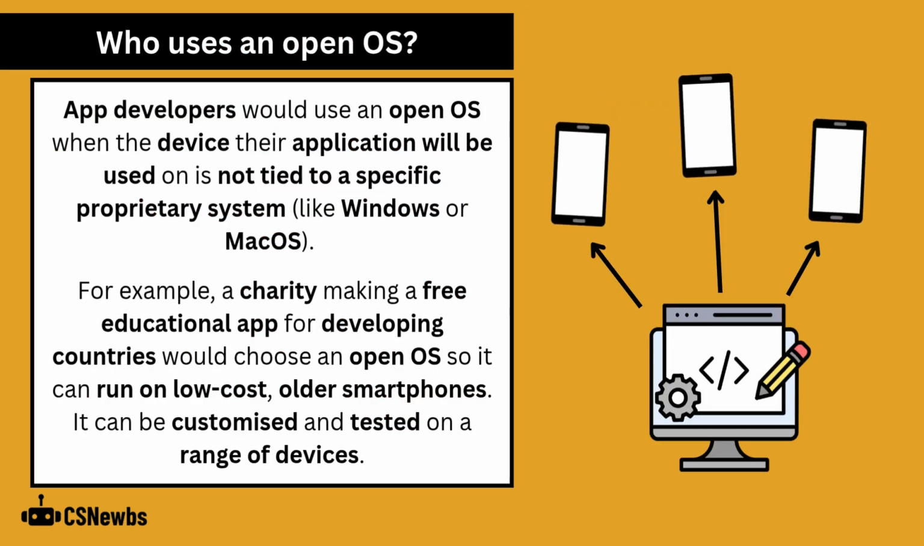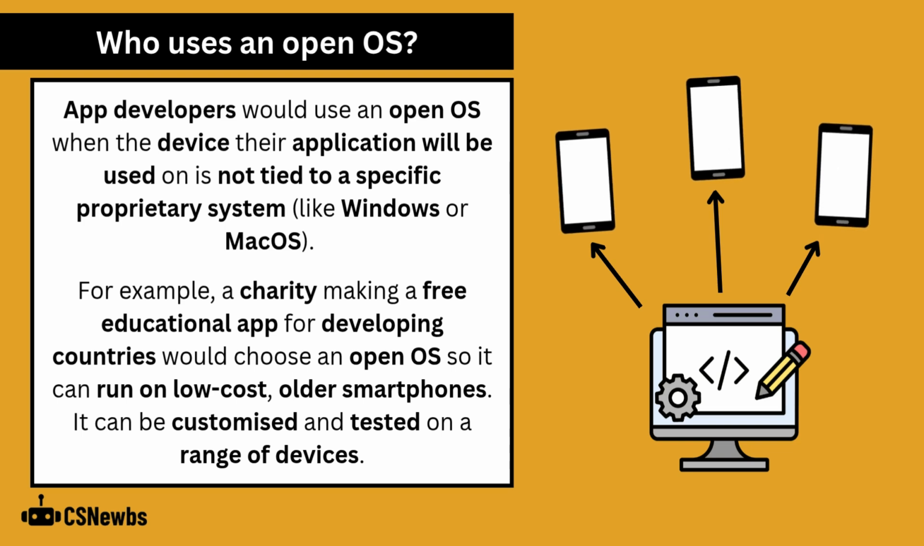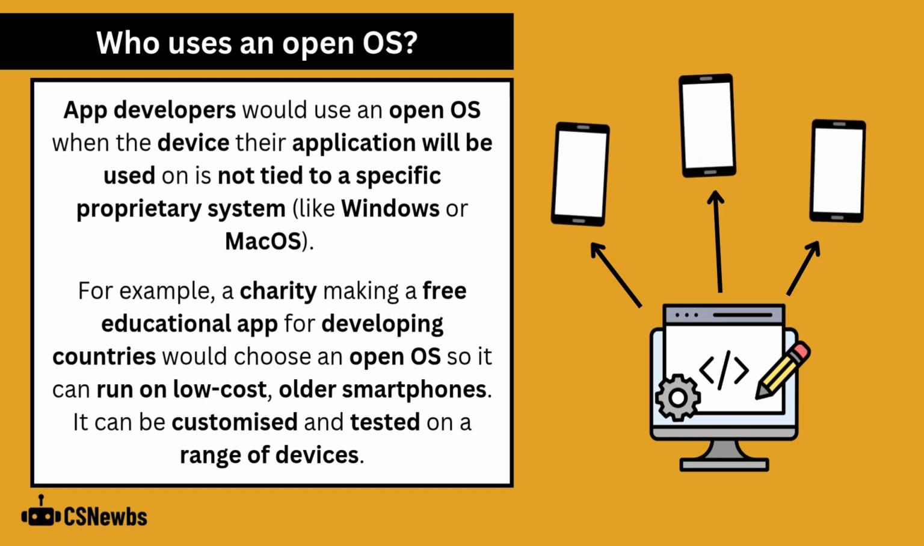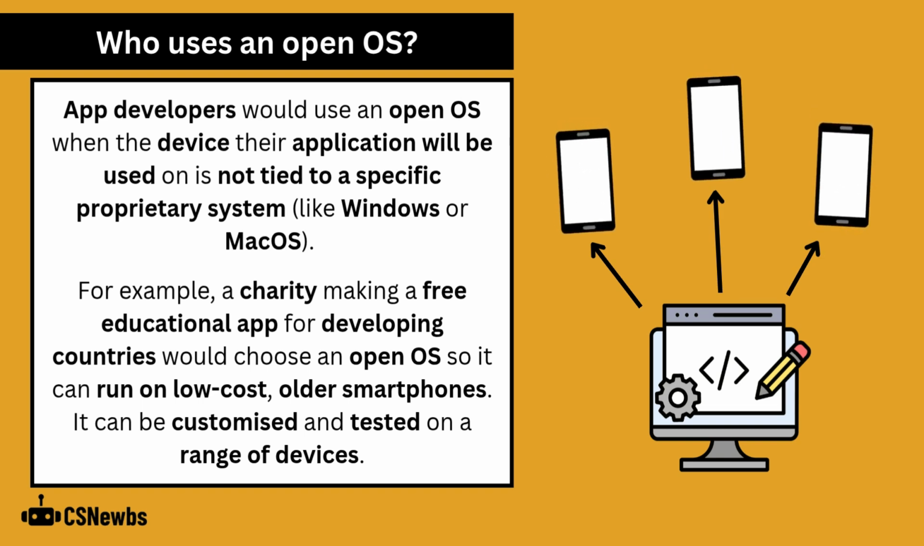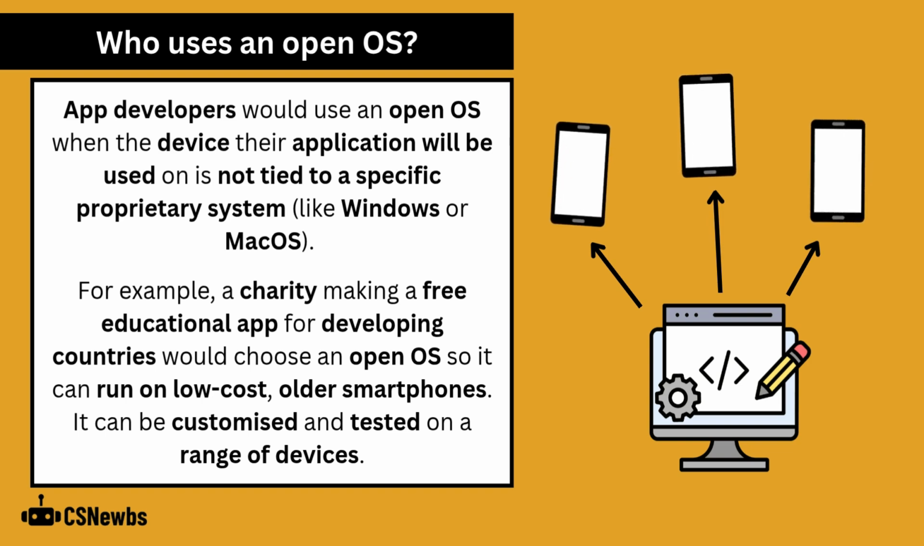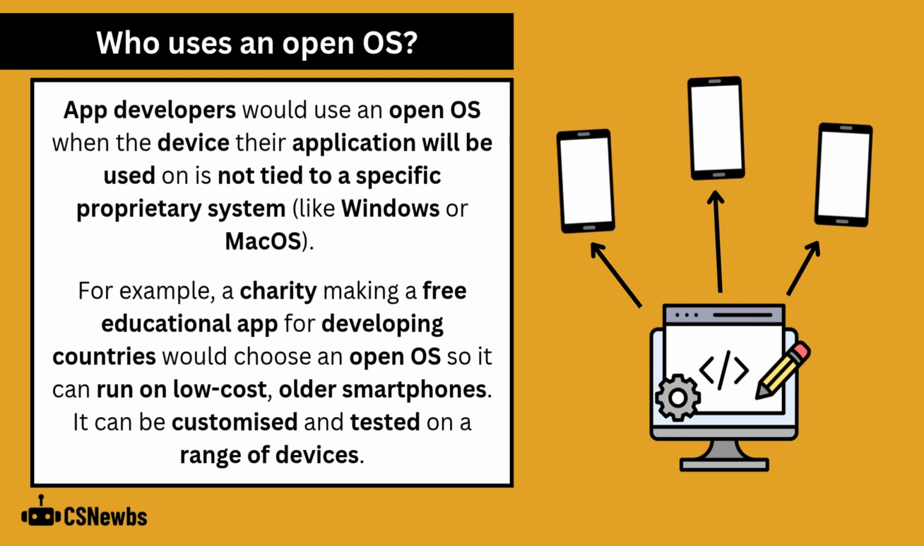App developers would use an open operating system when the device their application will be used on is not tied to a specific proprietary system like Windows or Mac OS. For example, a charity making a free educational app for developing countries would most likely choose an open OS so it can be run on low-cost, older smartphones, and it can be customized and tested on a range of devices.